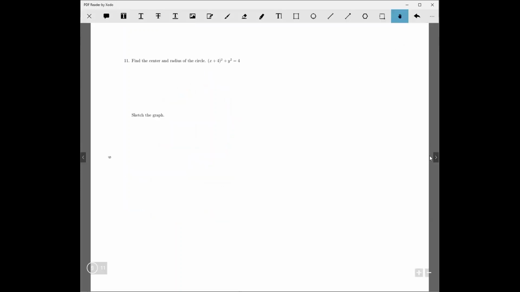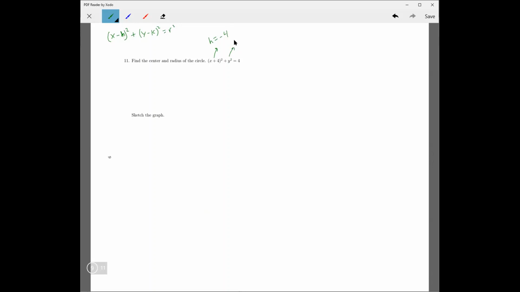Okay, let's look at number 11. Find the center and radius of the circle. So you'll recall that the equation of the circle is x minus h squared plus y minus k squared equals r squared. The center is h comma k, and the radius is r. Okay, so in this case, h is actually -4. And in this case, k is actually 0. Okay, so the center is actually -4 comma 0.